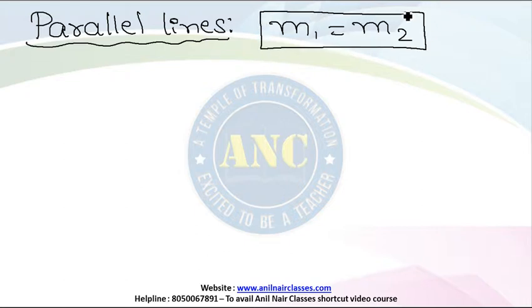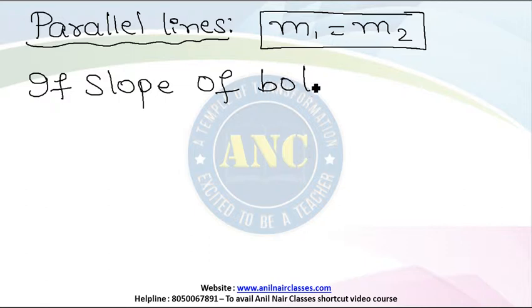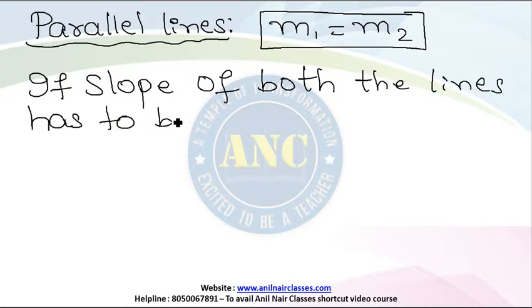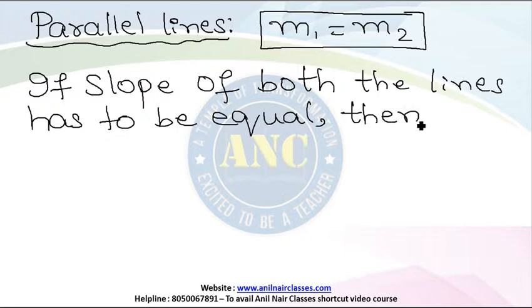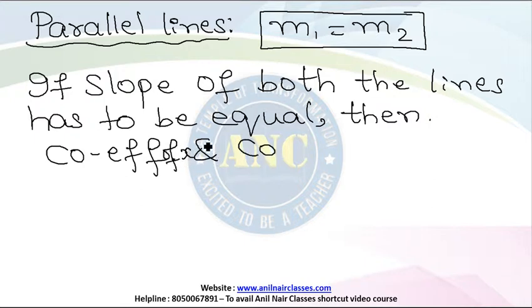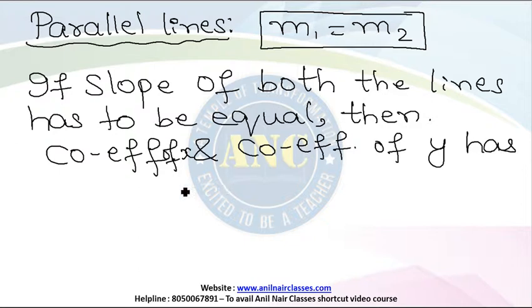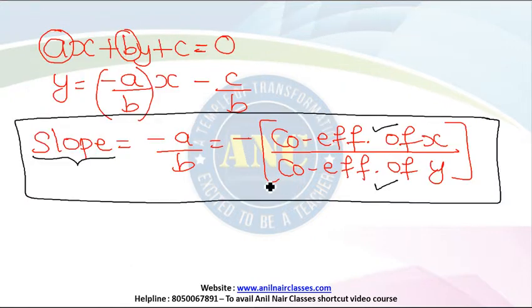Slope is m1 and m2, and the slope will always be equal. Can I say that in the case of parallel lines, if the slope of both lines has to be equal, then the coefficient of x and the coefficient of y have to be equal for both lines? Why? Because slope is nothing but minus coefficient of x divided by coefficient of y.